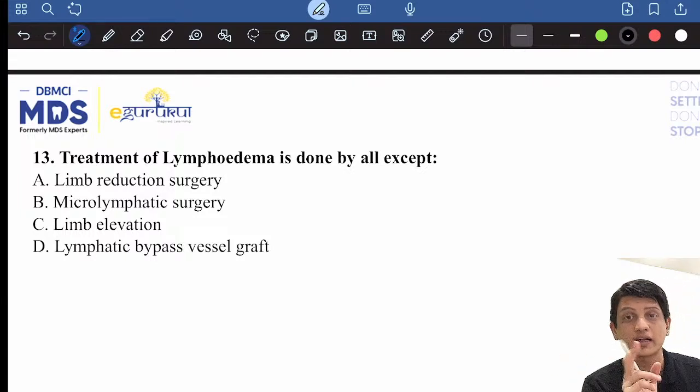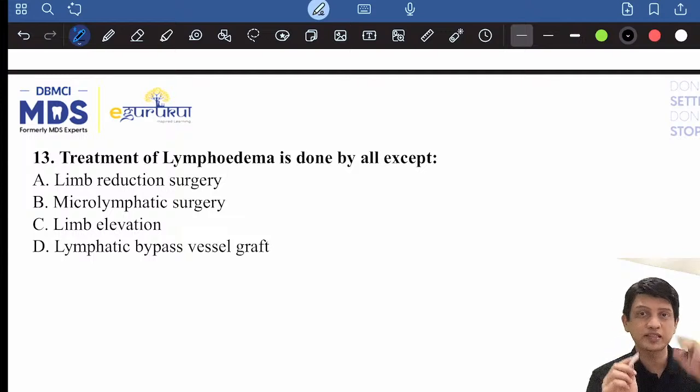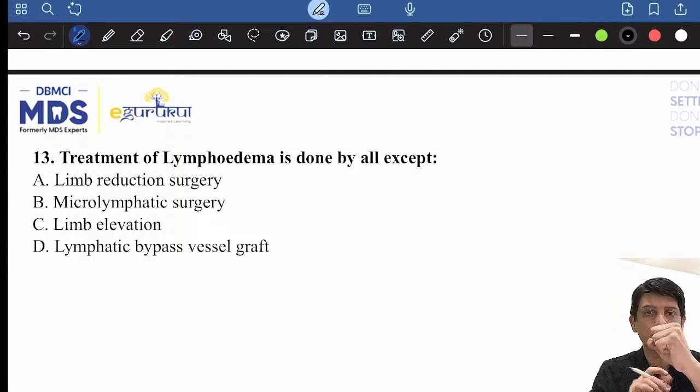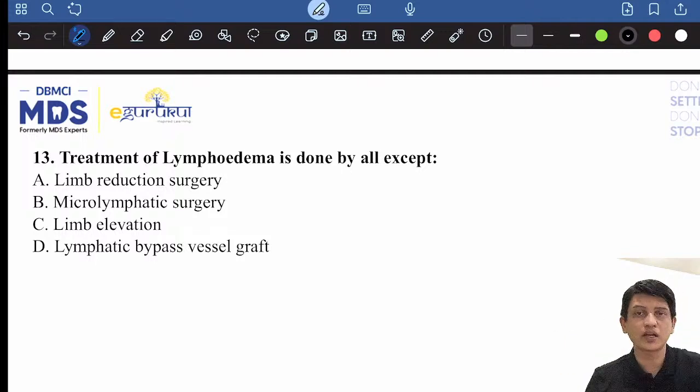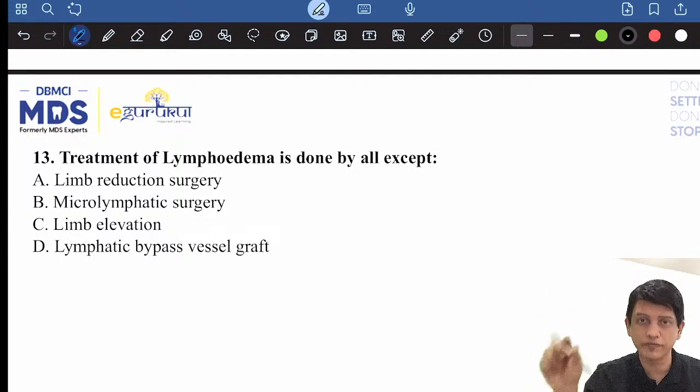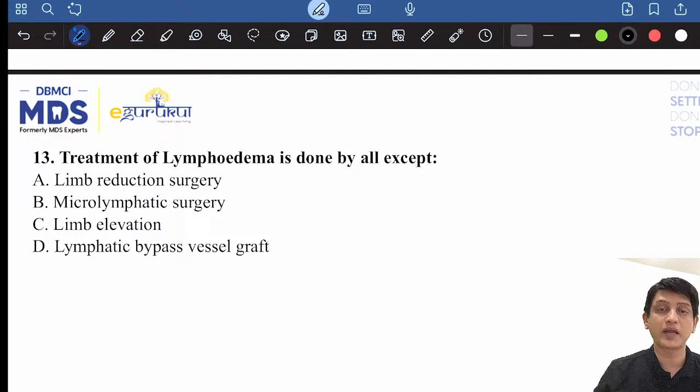What's not done, unlike arteries? If there is a block in arteries, for example a coronary artery block, we take another vessel and put a bypass graft which bypasses that block. That can be done in arteries, but not in the lymphatics. So lymphatic bypass vessel graft is never done. In fact, a lymphatic channel can be joined with some other vein or lymph node; we call it a lymphovenous shunt or lymphonodal shunt. We do that, but we never do a lymphatic bypass vessel graft.